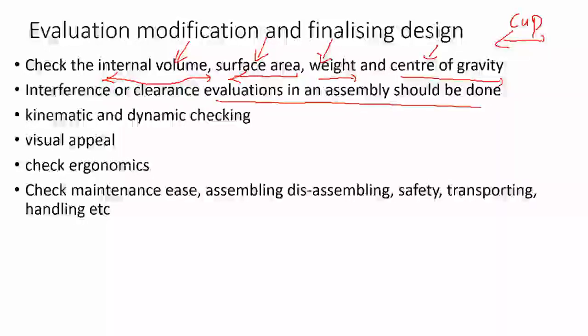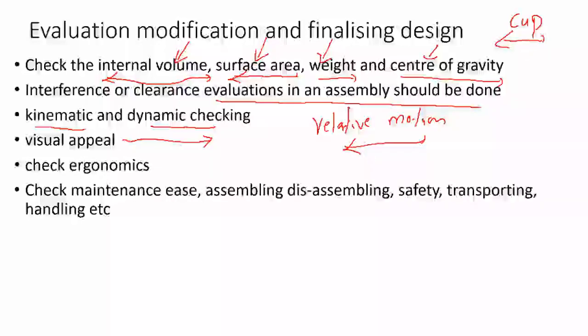In this cup there will be nothing like that, it is a small example. But with big machines, they check the relative motion of the internal parts. As I already said, whether there is any problem in limb movement, any frictions, any chance of breakage. These things they check in the kinematic as well as dynamic checking. That is the third step. The fourth step is whether it provides visual appeal, style, glamour, aesthetics in the product.